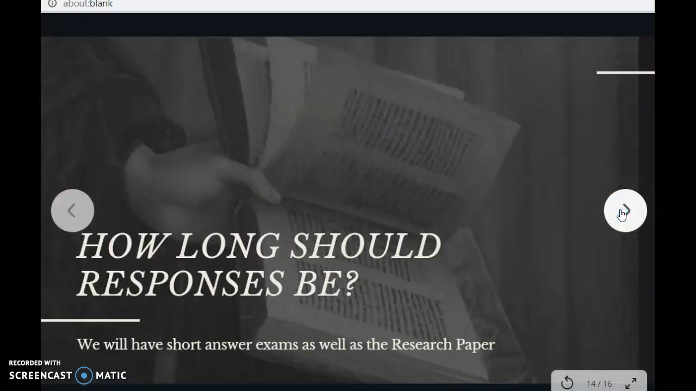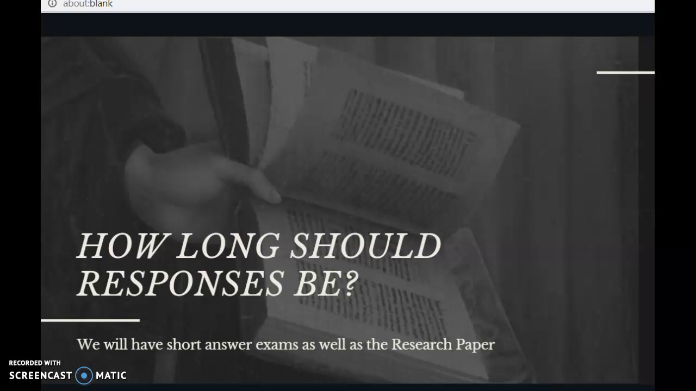Like I said, there will be short answer exams as well as the research paper. On the short answer quizzes, I will be asking short answer questions, and I do ask that they be at least 3 to 4 sentences and they be full sentences so that they make sense.